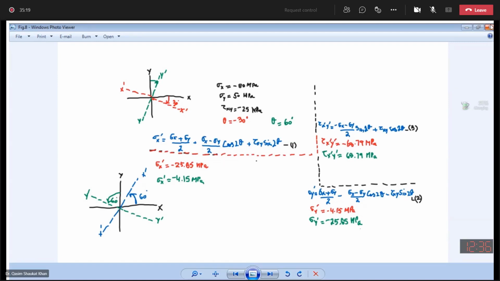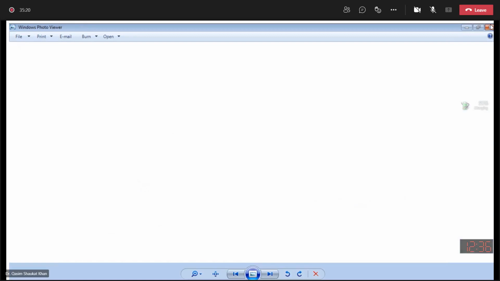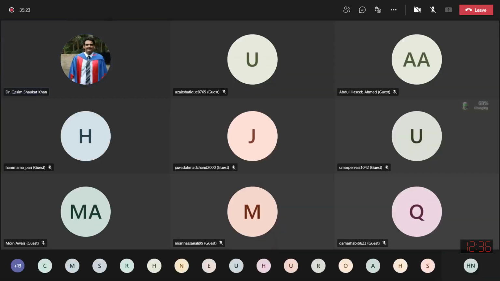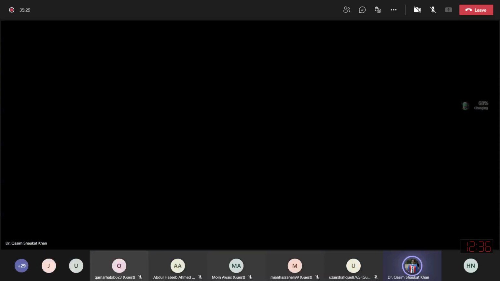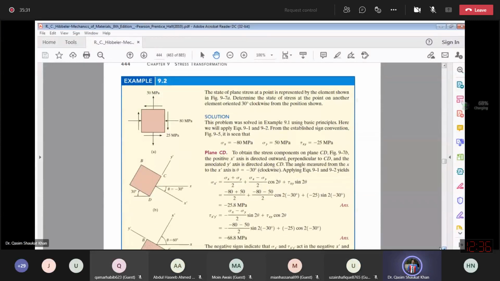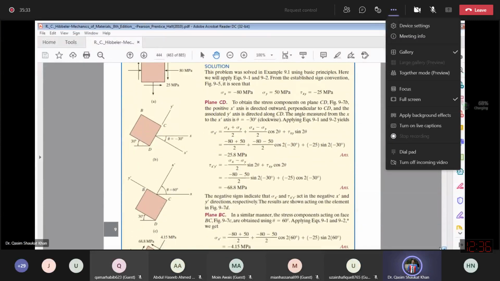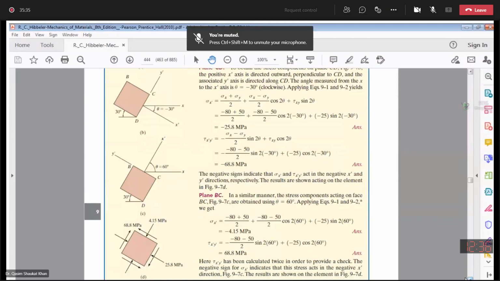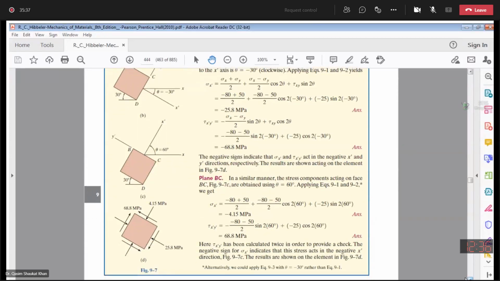Let me open the book. So, book is visible. Yes, sir, visible. ठीक है जी?